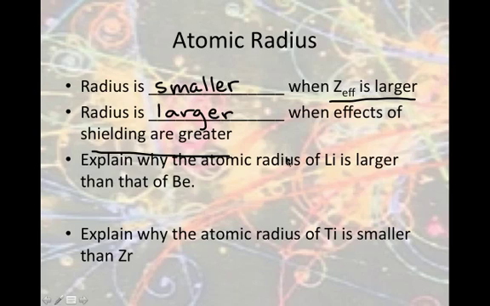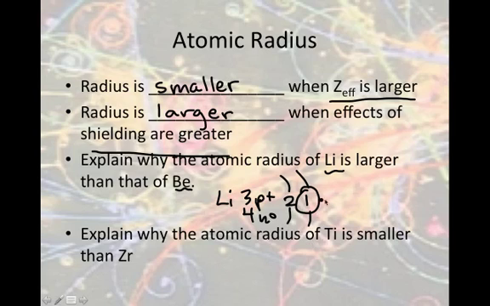So now let's look at these 2 atoms. Let's explain why the radius of lithium is larger than that of beryllium. So lithium has 3 protons in its inner ring and 4 neutrons. 3 protons in the nucleus and 4 neutrons. 2 electrons in the first ring and only 1 electron in the outside ring. So we're concerned about where's this valence electron going to be.